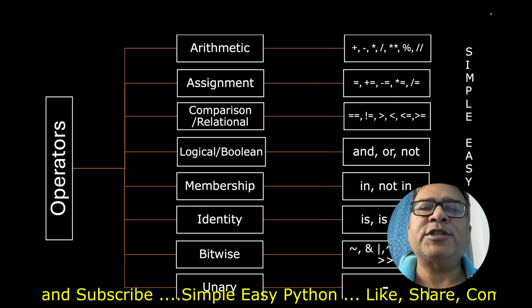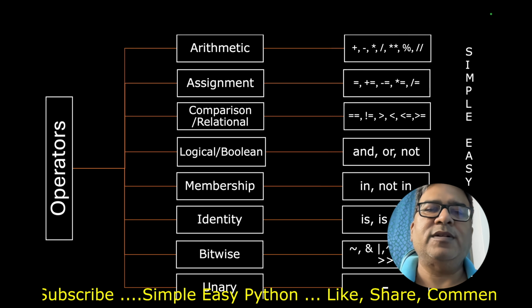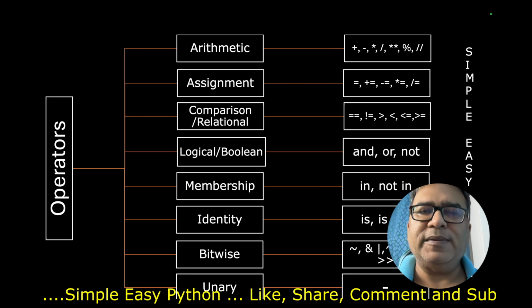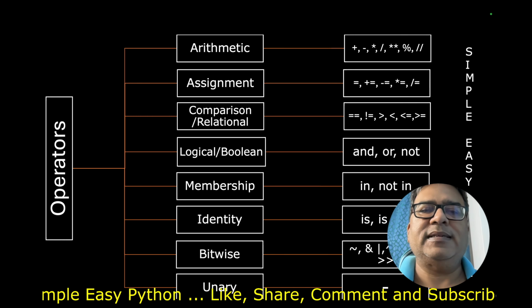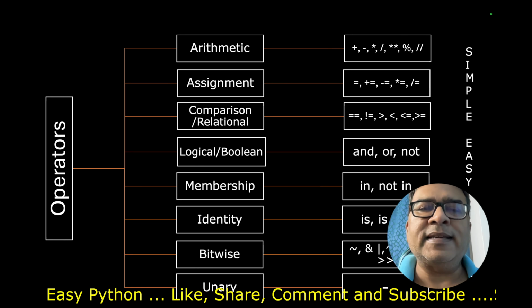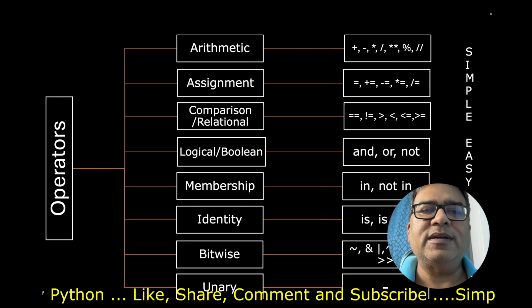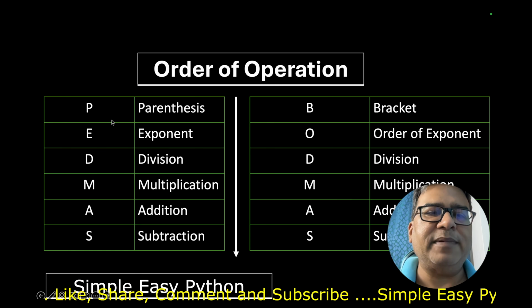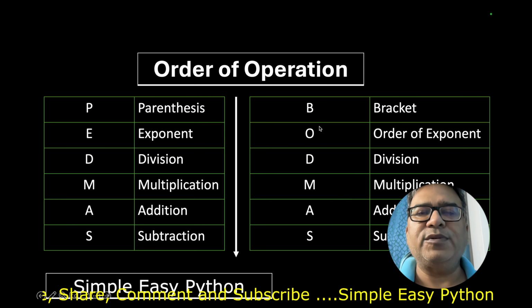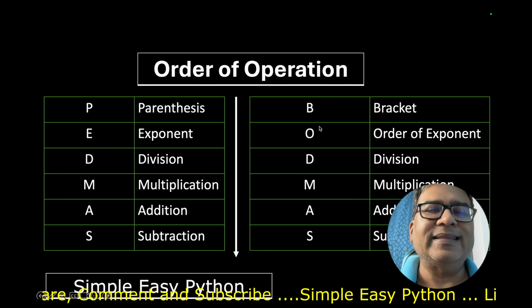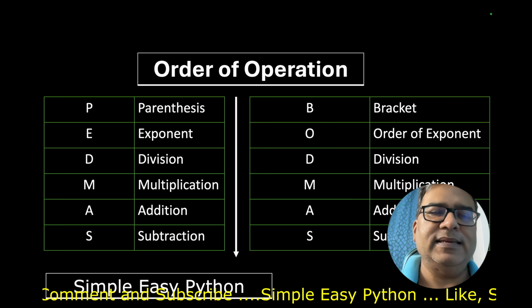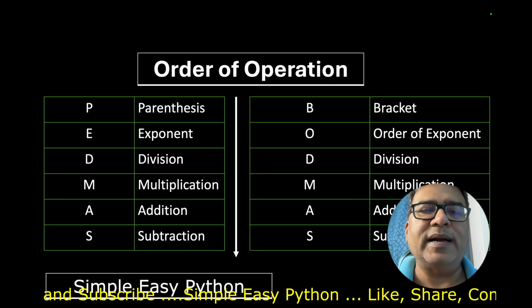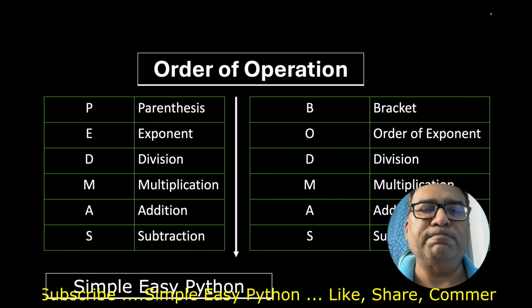I'm not going to touch upon arithmetic operators because we have already studied them in our school days. So I'm going to start with the assignment operators. But with arithmetic operators, just remember one thing to keep in mind: the order of operations, that is PEMDAS or BODMAS. If you do not follow the order of operations, then the result could be something other than the intended one. For example, 100 minus 100 multiplied by 0.